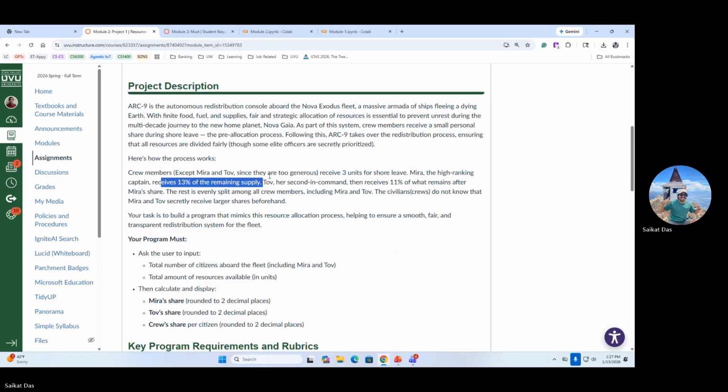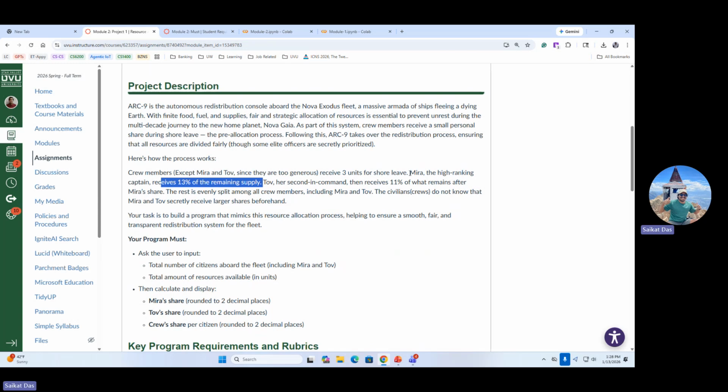Okay. Now what's the third step? We need to subtract the amount she got from the remaining supply first, right? Yes, that's true. We need to calculate the remaining part here. Remaining is like previously 946 minus 122.98. Again, what's the number? 823.02.